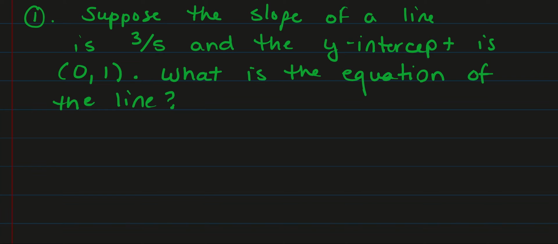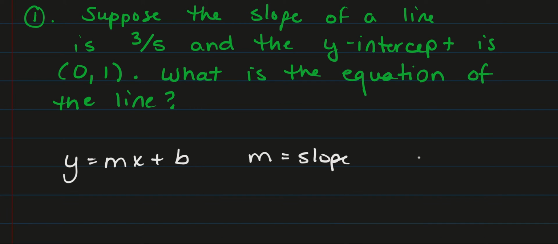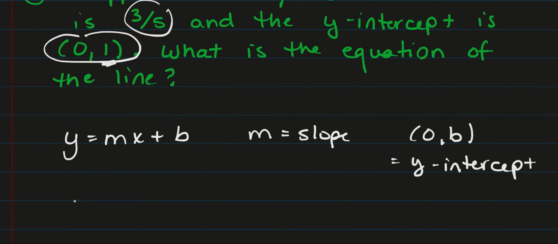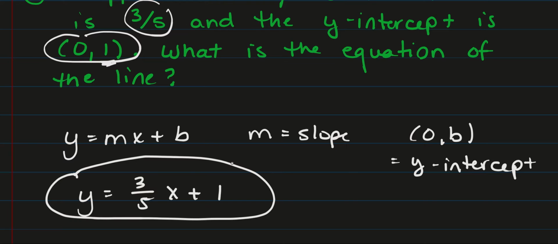Okay, so we're just going to use this slope-intercept form, which is y is equal to mx plus b. Again, m is the slope, and (0, b) is the y-intercept. So here you can see b is equal to 1 because this is the y-intercept, and the slope is 3 over 5. So we have that y is equal to 3 over 5 x plus 1. And we're done. That was really easy. We were able to find the slope-intercept form.